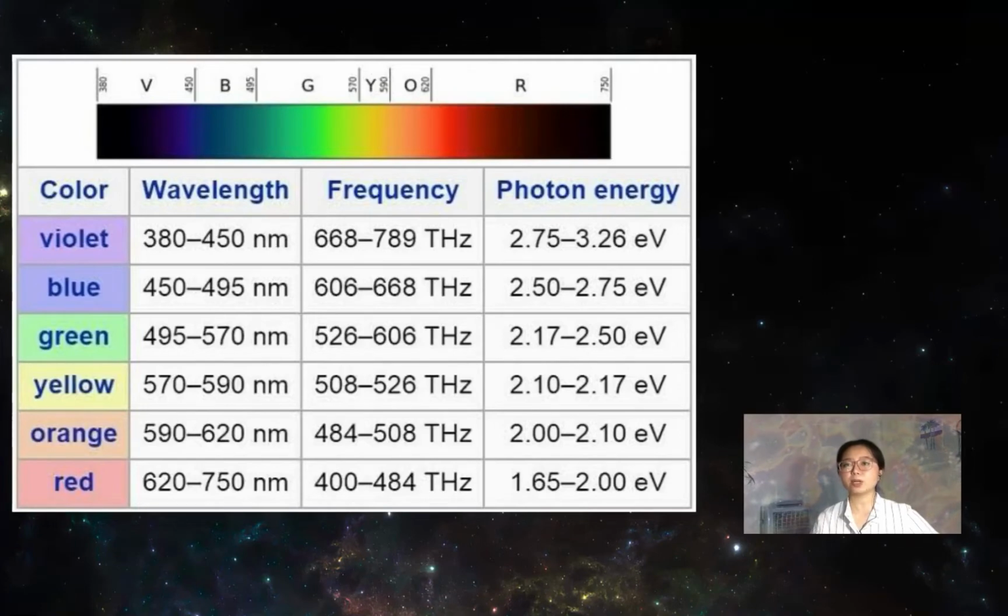As reflected on the table, you have there the summary of the wavelength, frequency, and energy of the visible spectrum. We have there, for example, the violet light, which will give us a wavelength of this particular range, which is 380 to 450 nanometers. If you check the frequency, that will give you 668 to 789 terahertz.